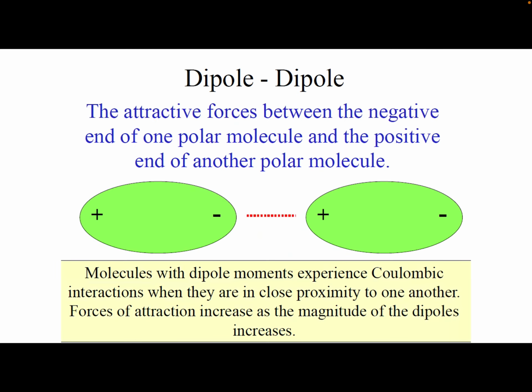Dipole-dipole is the third strongest type of intermolecular force. And this is what happens between polar molecules, water molecules next to other water molecules. Molecules with dipole moments basically experience Coulombic interactions when they're close to each other, right? If it's polar, there's a negative end and a positive end. The negative end is going to be attracted to the positive end of another polar molecule. The positive end is going to be attracted to the negative end of another polar molecule.